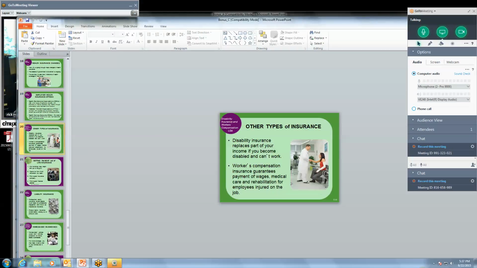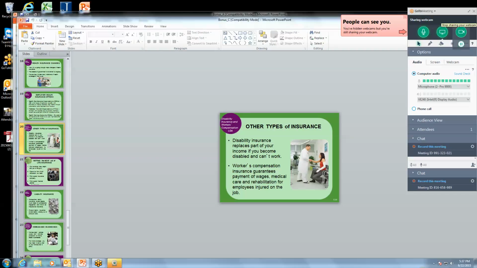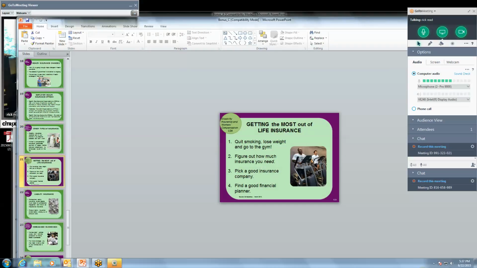We also have other types of insurance, disability insurance, which will pay part of your income if you're unable to work. Workers' compensation is not paid by any individual. It's paid by the individual's companies. And again, there's some provisions to pay for you while you're off work. Some will pay for health care if there was an accident on the job or something of that nature. Rehabilitation as well.